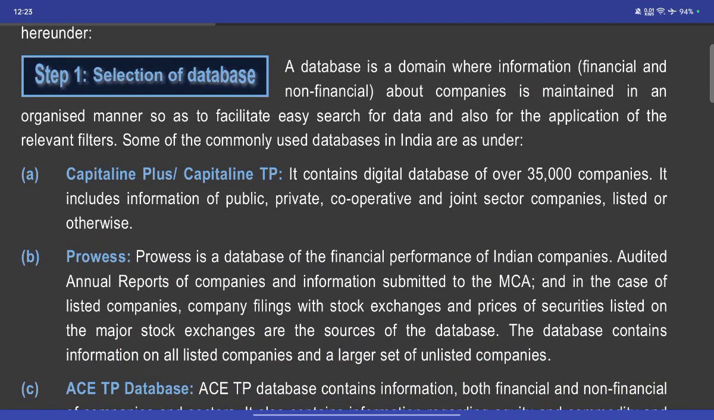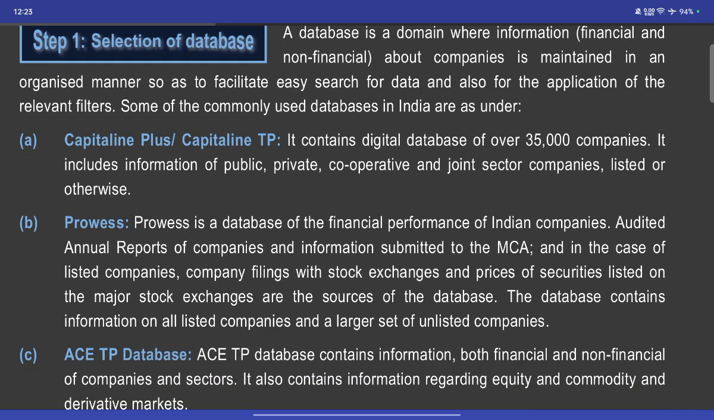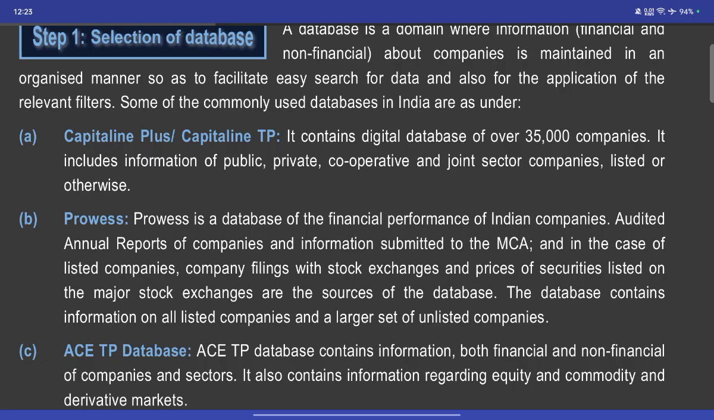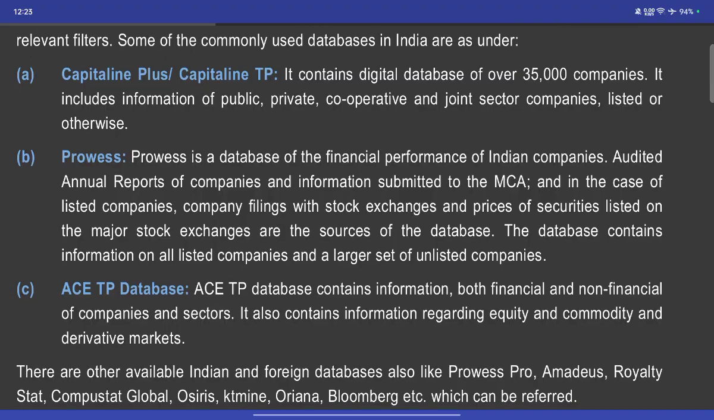Construction of database. A database is a repository of information, financial and non-financial, about companies, maintained and organized in a manner that facilitates easy search of data and also allows application of relevant filters. Some of the commonly used databases in India are Capitaline Plus, which contains data on over 35,000 companies, including public, private, cooperative and joint sector companies, and Prowess, a database of financial performance of Indian companies, audited annual reports of companies, and information submitted to the MCA.